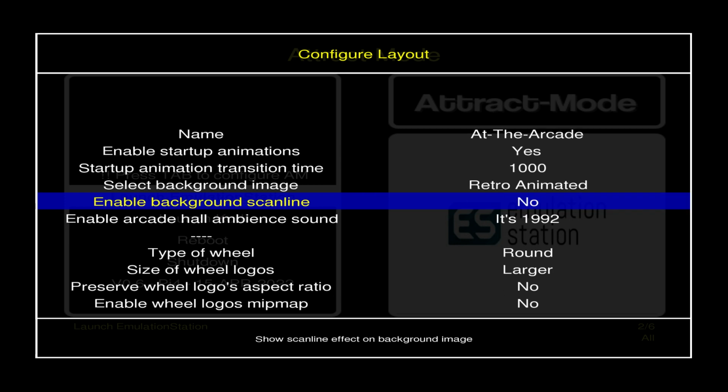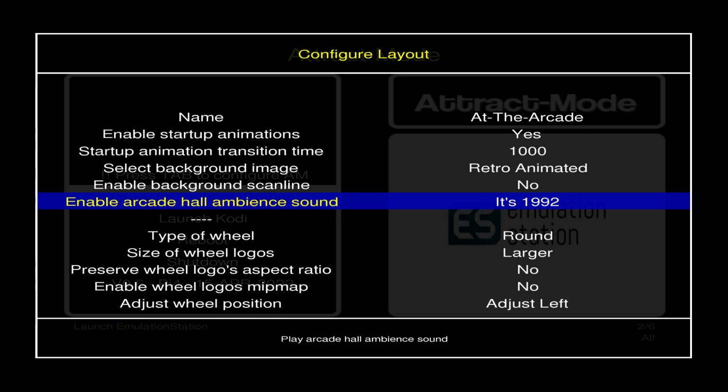What was that one? Retro animated. Enable background scanline. So again, give that a whirl to give it that scanline effect. That's usually okay on the CPU, but try it, see how it goes for you. Enable arcade. So this is basically a WAV file or sound file. Is that MP3? Maybe MP3. In the background playing over and above the snap video audio. So here you could say use it's 1992 one, just have it off, 83. So you've got options there.